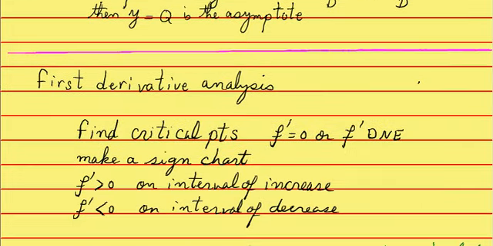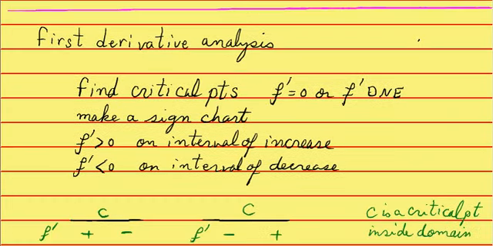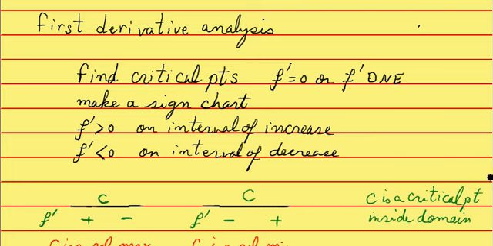Next, let's go to the first derivative analysis. That is where the bulk of the application of calculus comes in. You remember what the critical points were. These are the points inside the domain of the function where the derivative is either 0 or does not exist. First you find them. Then you make a sign chart. The first line is for the x-axis, the next line is for the derivative, and the third line is your verdict about the function.